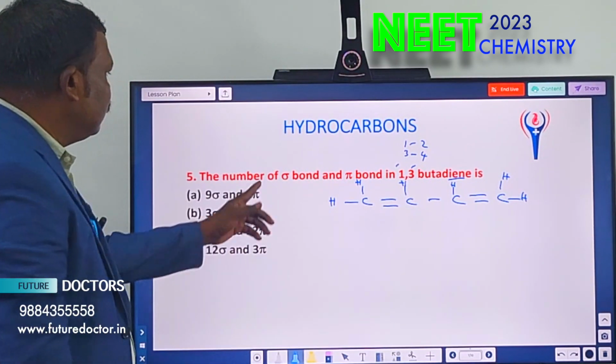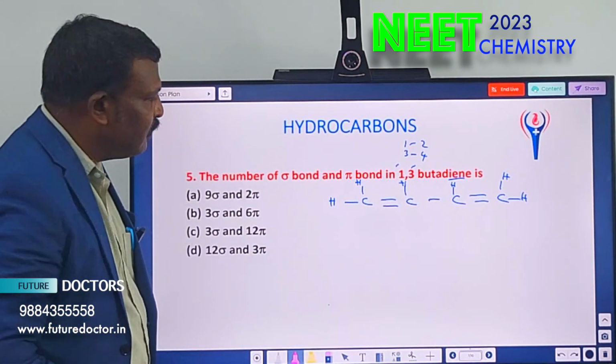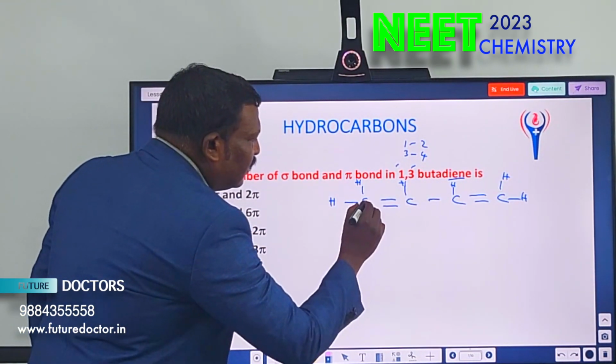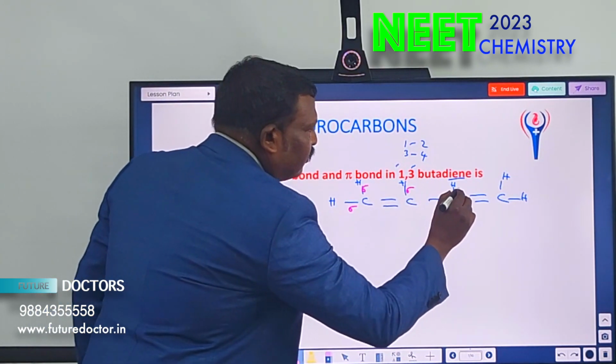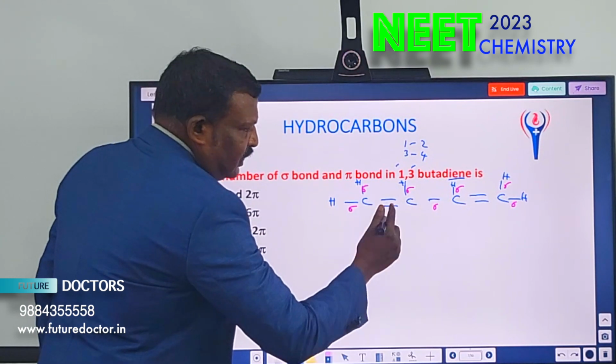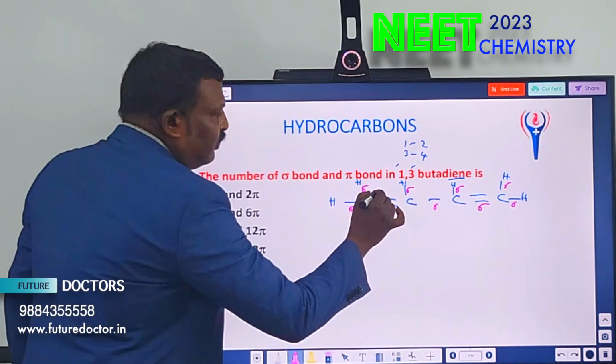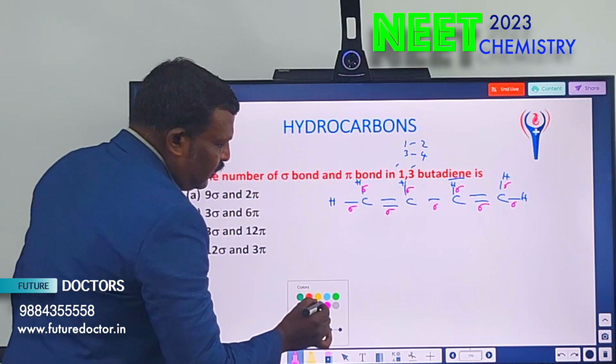Then we have to find out the number of sigma bonds. How to find the number of sigma bonds? All the single bonds are sigma bonds. CH: 1, 2, 3, 4, 5, 6, 7. When you come to a double bond, the first bond is always a sigma bond. The next bond will be a pi bond. Understood?